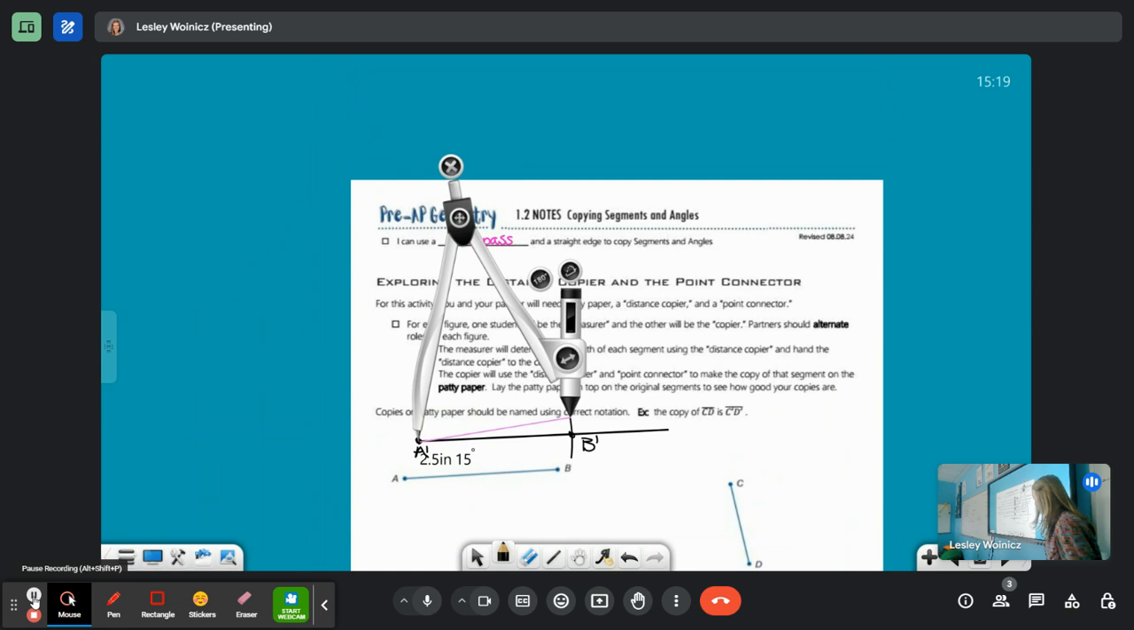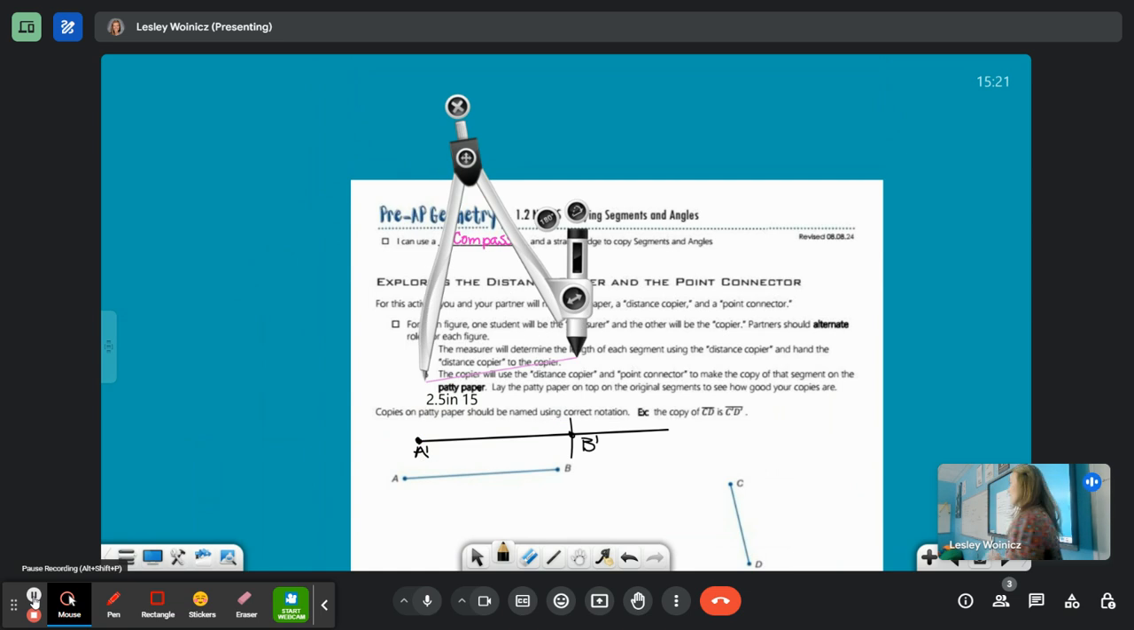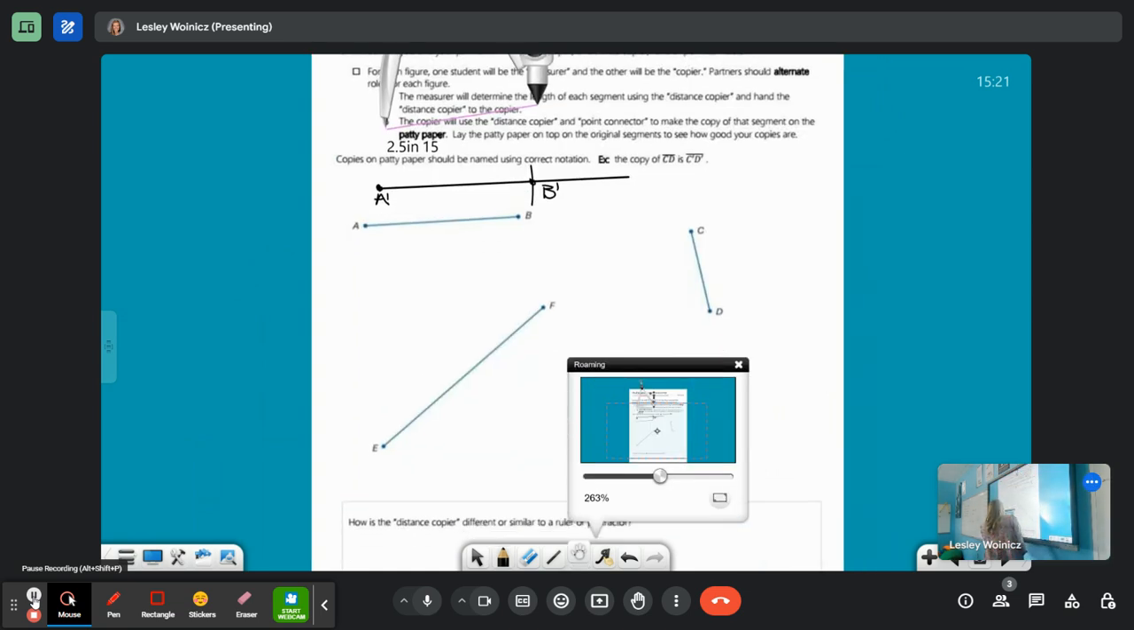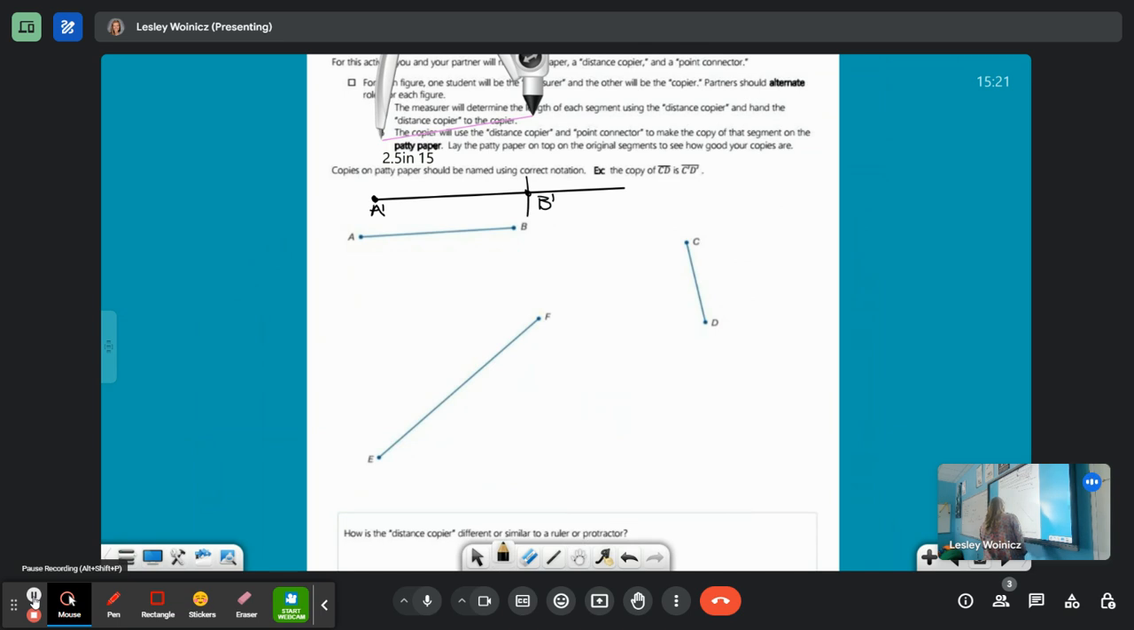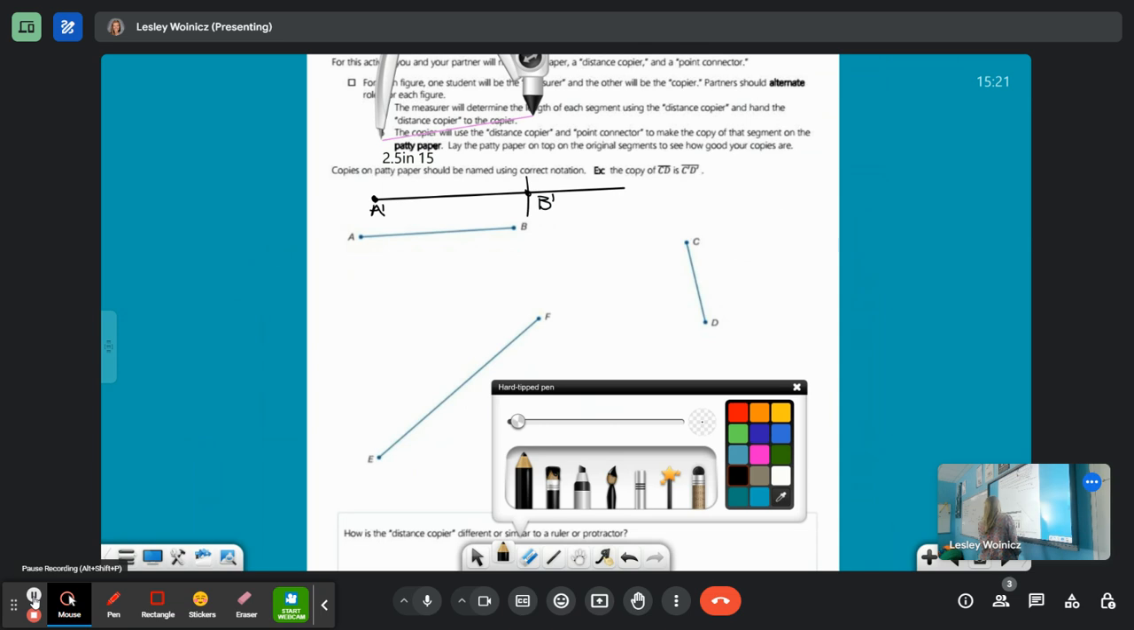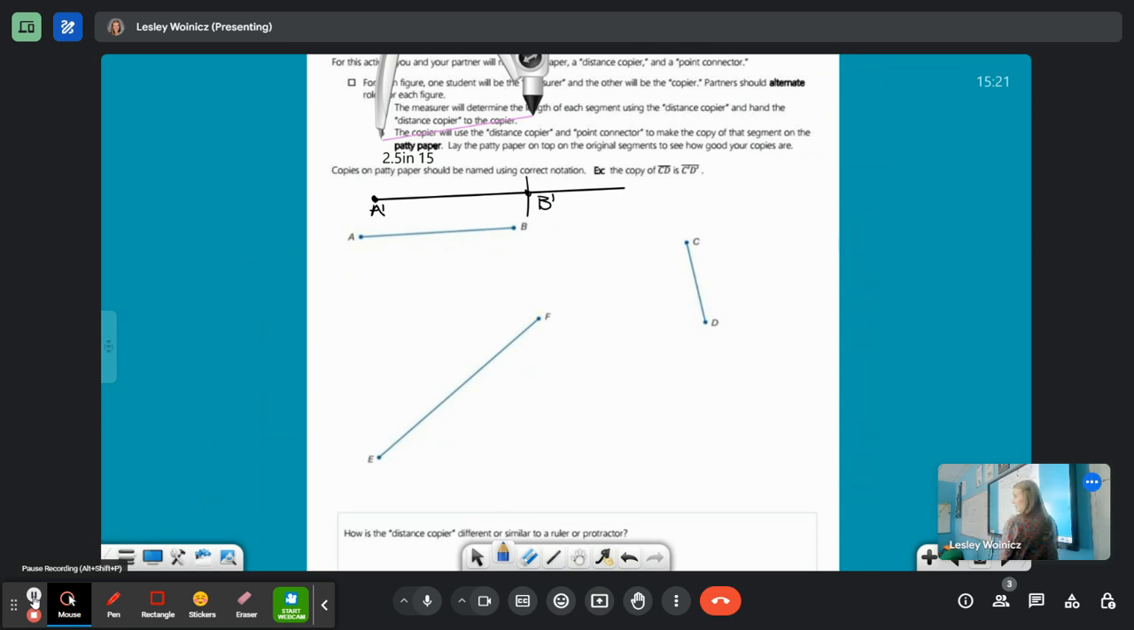Okay, go ahead and try the other two. Good. Okay, so look at this. The copy is called the image. Go ahead and label it.